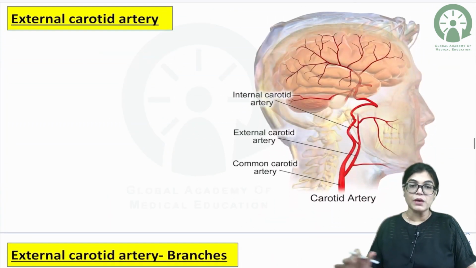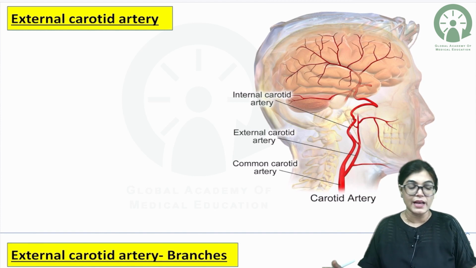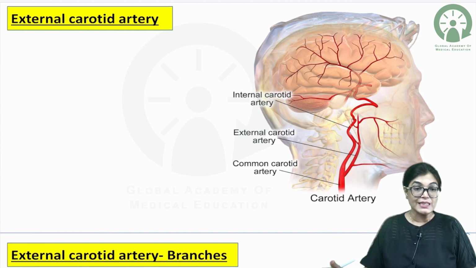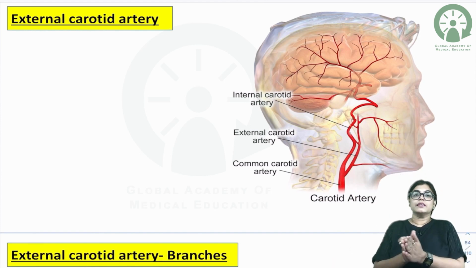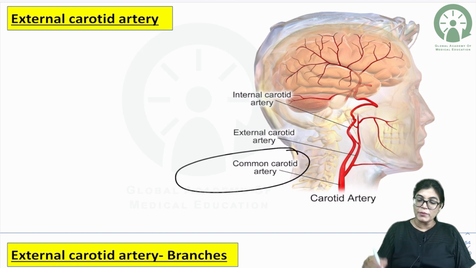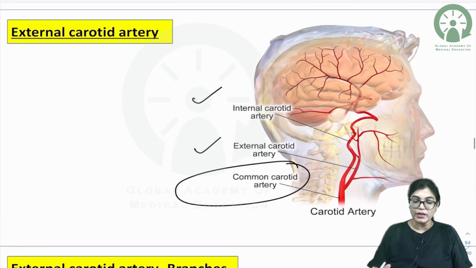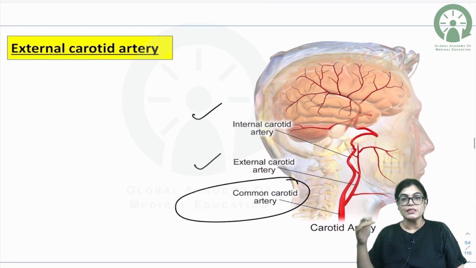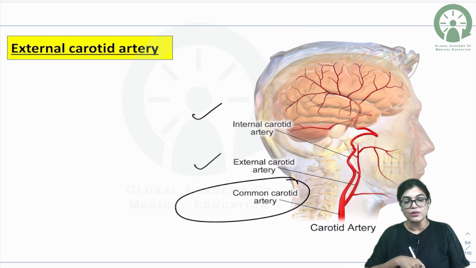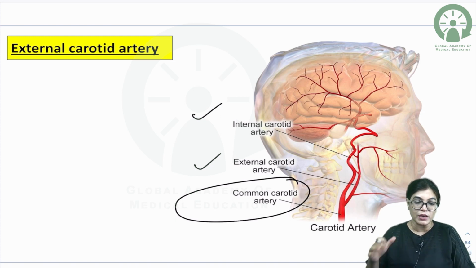Next is to know some important arteries of the head and neck region. It is important that you should know the details of the important structures, that is the arteries. If I talk about one of the important arteries, external carotid artery. We know that the common carotid artery divides into external and internal carotid artery. This bifurcation of the common carotid artery occurs at the level of superior border of thyroid cartilage. Then we can talk about the branches.